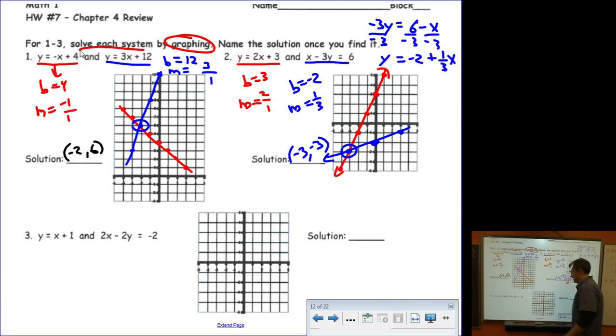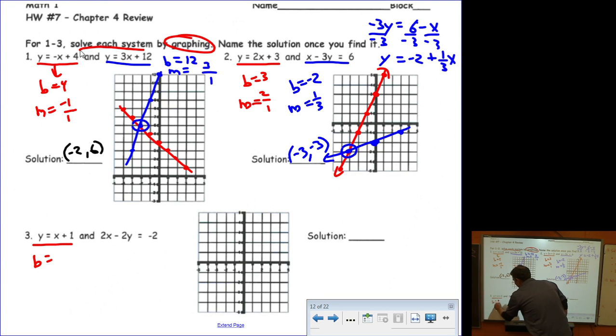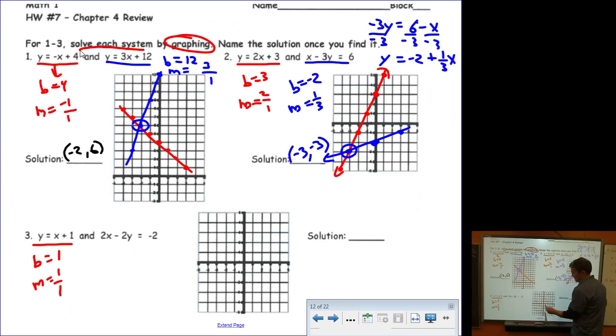The third one. This one is already in slope-intercept form. It's got a y-intercept of 1. It's got a slope of 1. So I'm going to put a dot on the y-axis at 1, and I'm going to go up 1, right 1, or down 1, left 1.